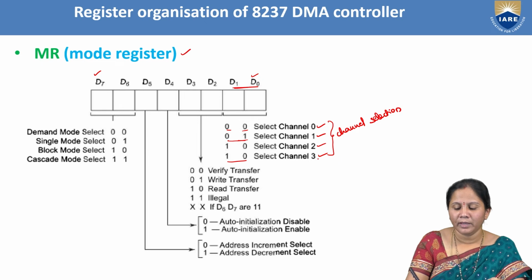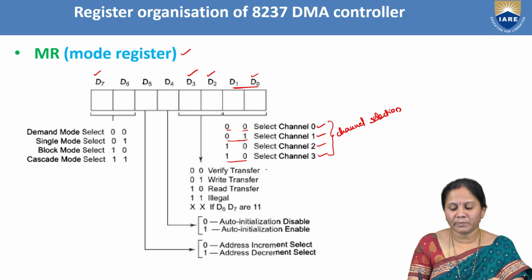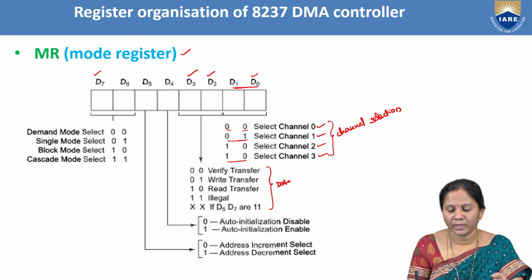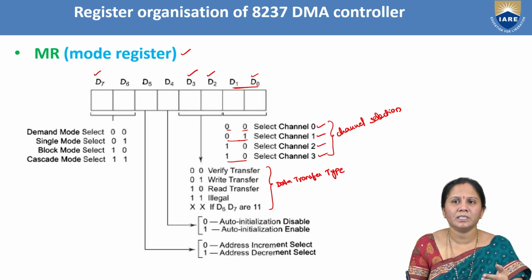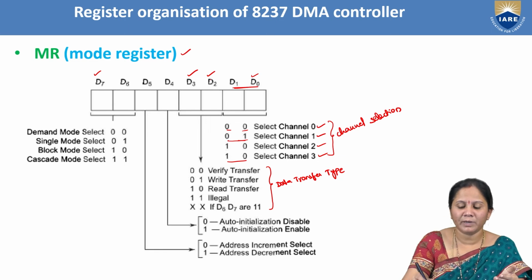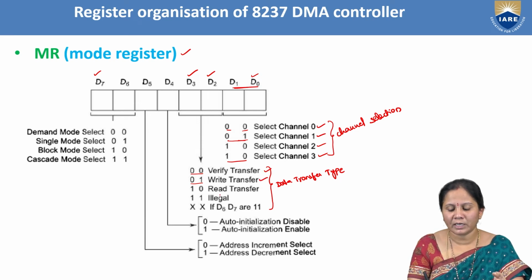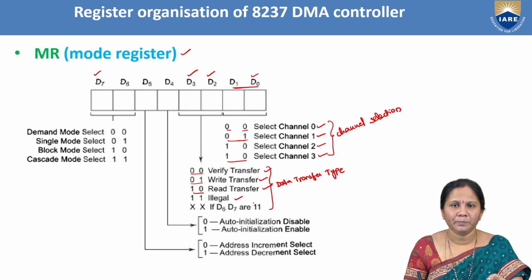And here the two bits D2 and D3 represent the data transfer type. Data transfer type means whether it is a read operation, write operation or verify operation. So this data transfer type will be decided by the D2 and D3 bits. If these two bits are 0, 0, it is verify transfer. If it is 0, 1, write transfer; 1, 0, read transfer; 1, 1, illegal. That means this combination is invalid.